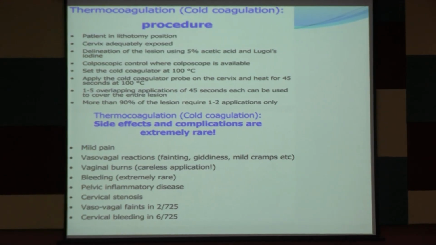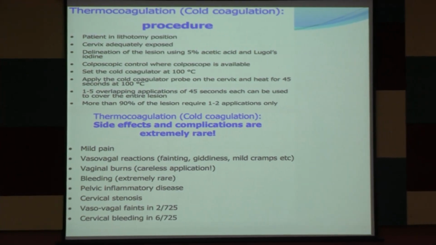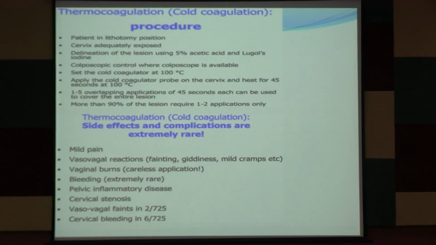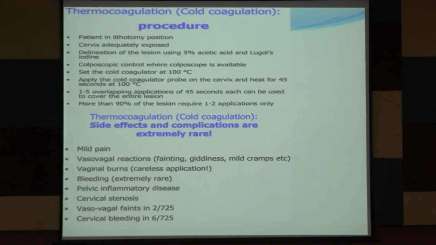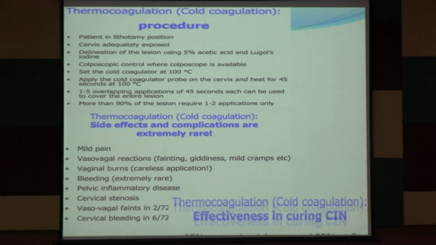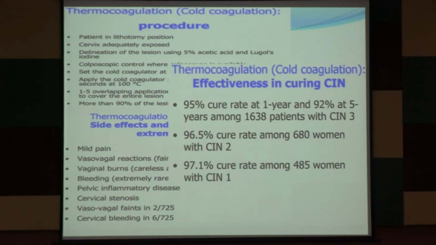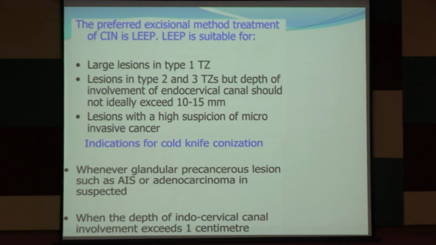With both cryotherapy as well as thermocoagulation, there can be a persistent watery discharge for 3 to 4 weeks. There can sometimes be vaginal burns, rarely PID, and cervical stenosis. Cure rates are 90 to 95% probably, if you select the patients properly.